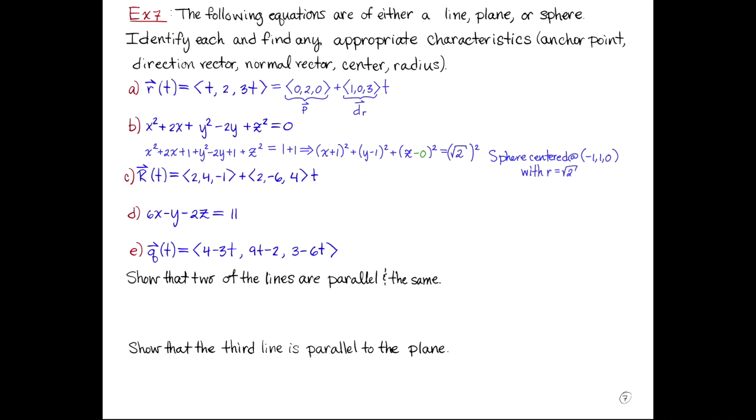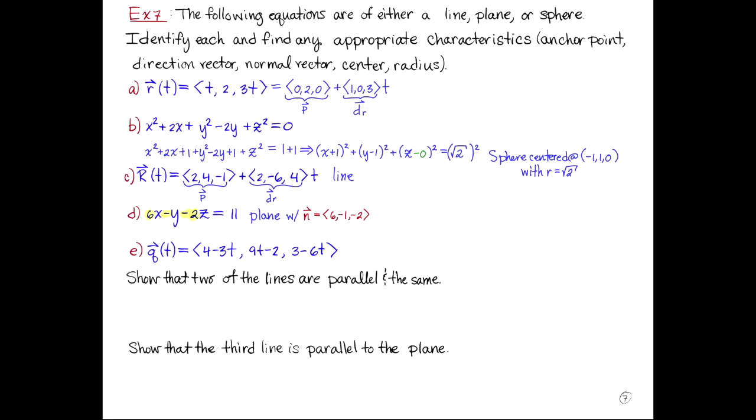Part C, we have capital R of t, and this is already given to us in the standard p plus dt form of a line, where our point is (2, 4, −1) and our direction vector is (2, −6, 4). In part D, we have the equation of a plane with a normal vector equal to (6, −1, −2), which are the coefficients of the x, y, and z terms.